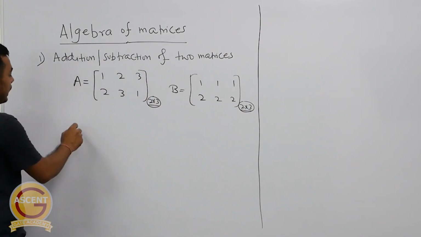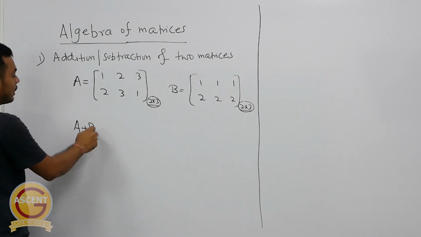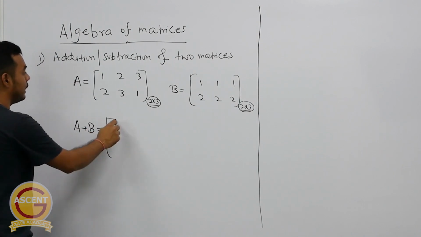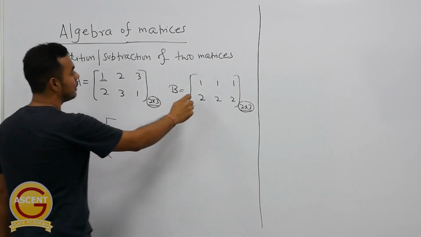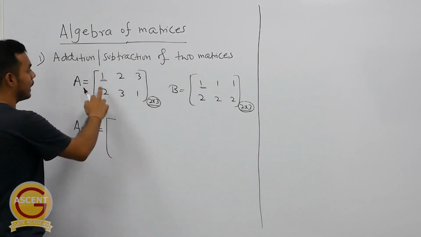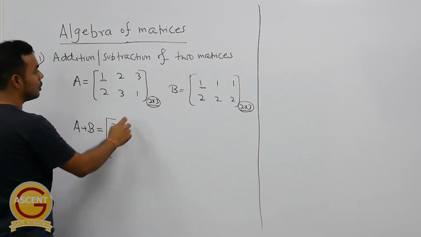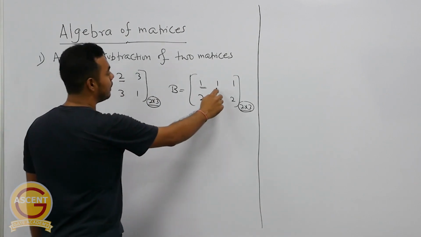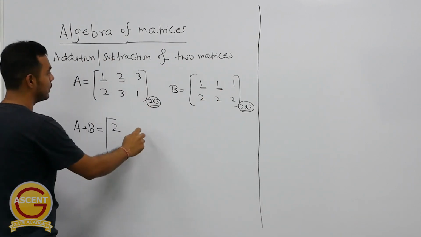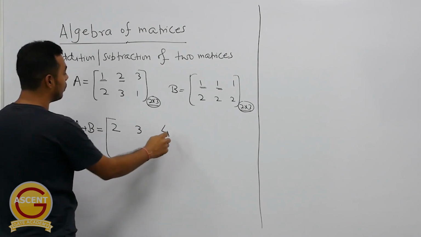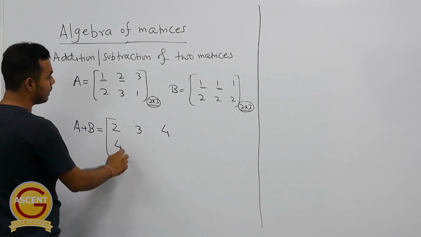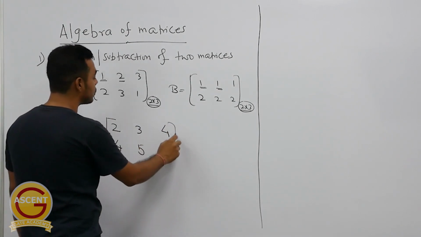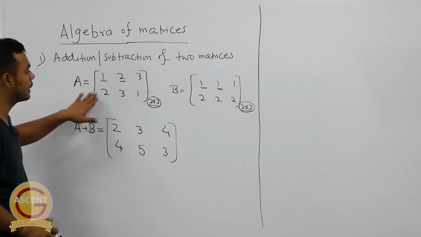And if I have to add these two matrices, then we simply add the corresponding elements, meaning that I will add A11 with B11. So if I add these two, I will get 1 plus 1, 2. Similarly, I will add this element A12 with the element B12, so I will get 2 plus 1, 3, 3 plus 1, 4, 2 plus 2, 4, 3 plus 2, 5, 2 plus 1, 3. So this will be the sum of these two matrices A and B.